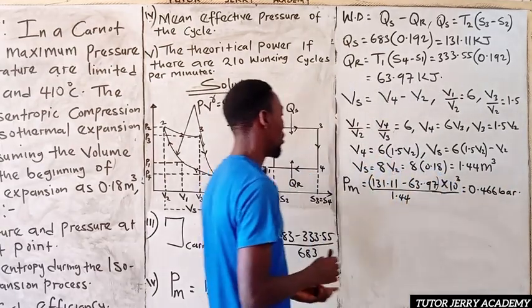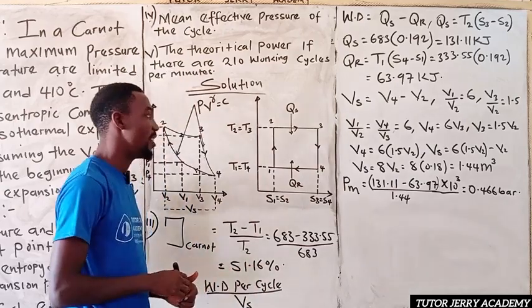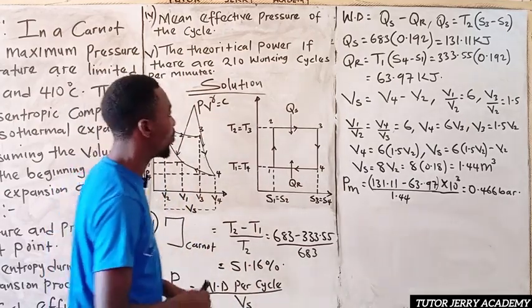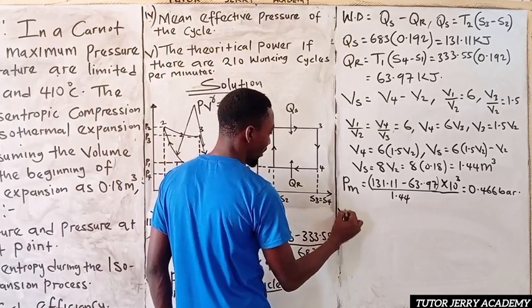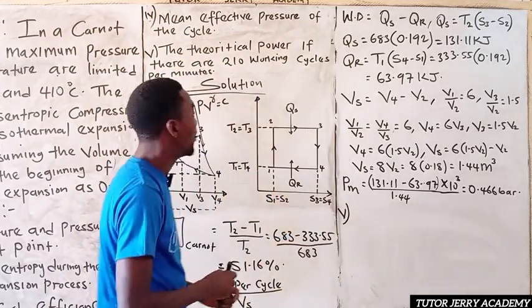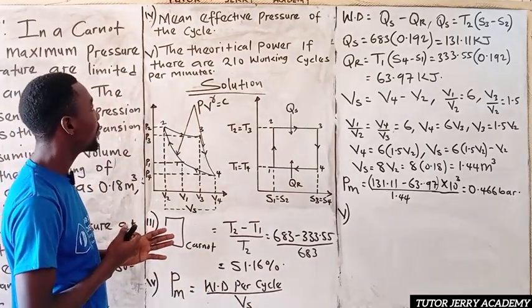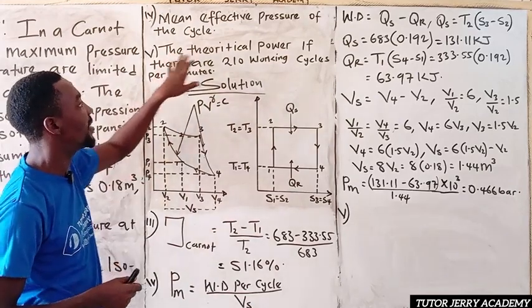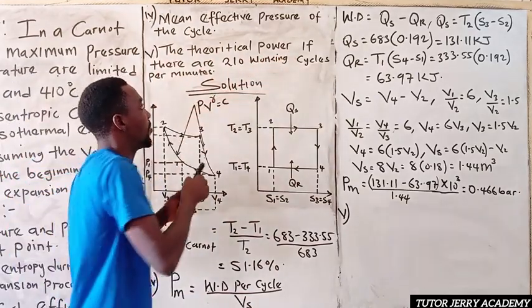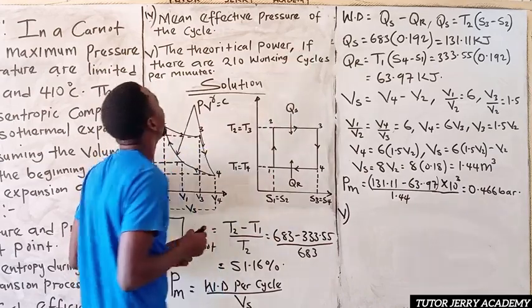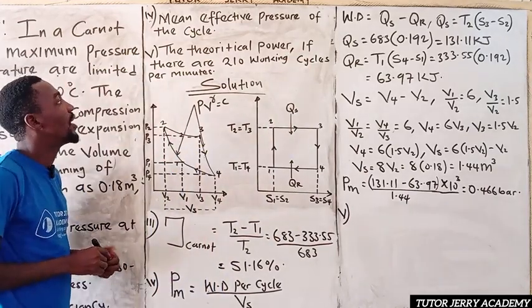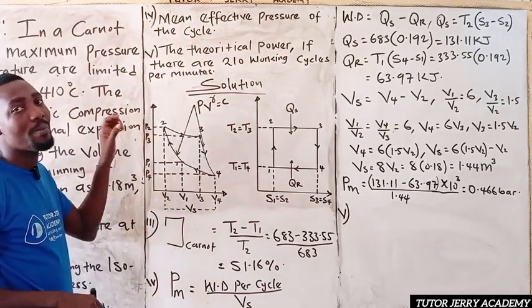All right. So we have gotten our mean effective pressure. So onto the last question now. Onto the last question, and we are done. All right. The last question says that the theoretical power, so they want us to find the theoretical power, comma, there's supposed to be a comma here, if there are 210 working cycles per minute.